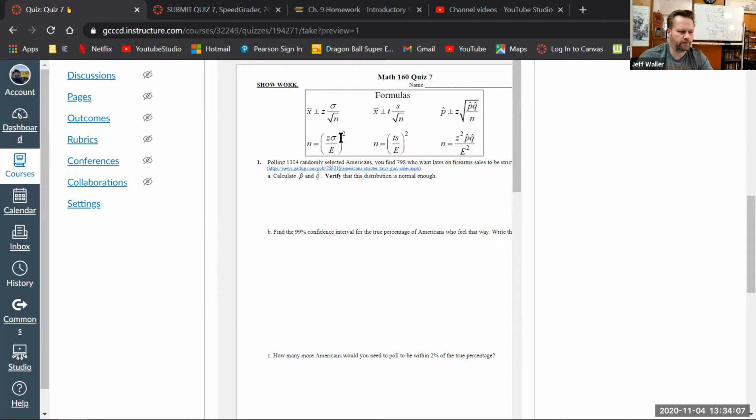If you don't know sigma, you have to use s, and you have to use t. So this is the formula you use for 3B, because you had to use t-scores for 3B. Does that make sense? No? It's okay if the answer is no, just let me know.